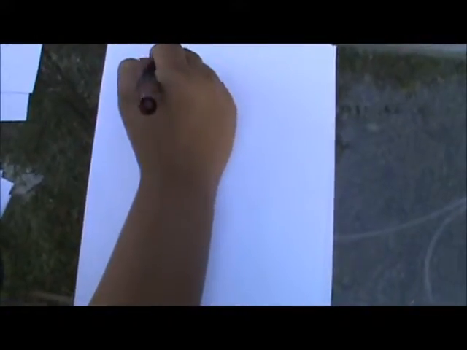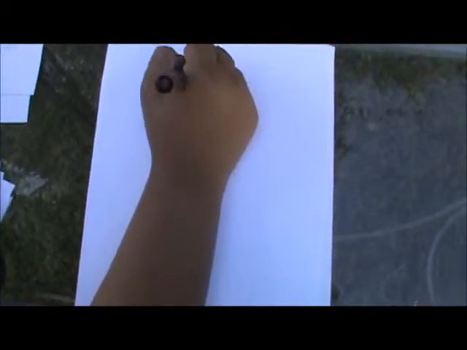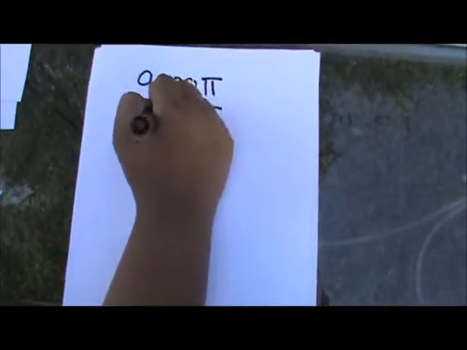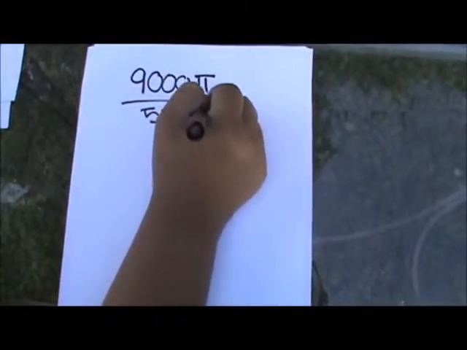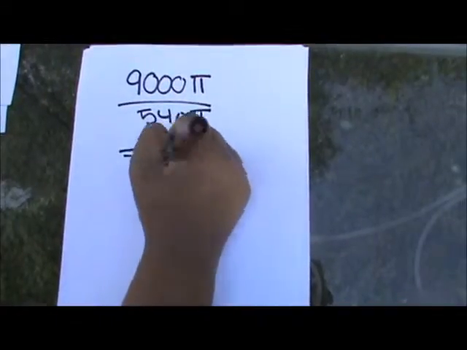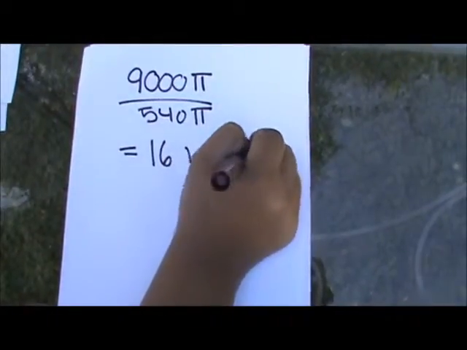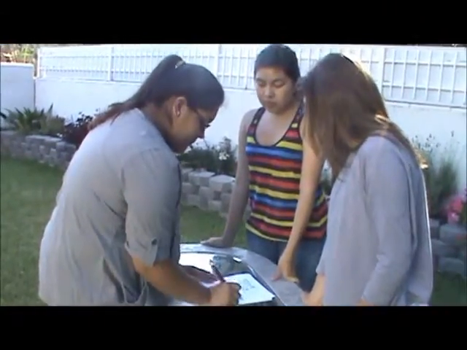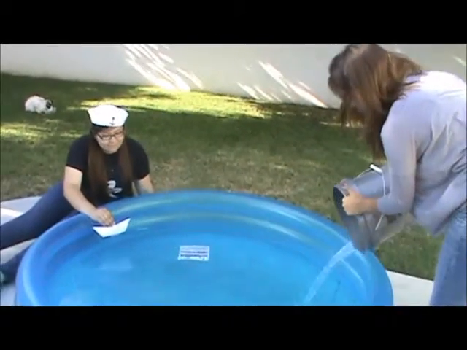Okay, so to find how many buckets are needed to fill the pool, we'll just divide the volume of the pool by the volume of the bucket. And that gives us 16 buckets. So how many buckets do you need? You guys are going to need 16 buckets. Thank you, Alexia. Goodbye. Bye. There you go, Ruby.